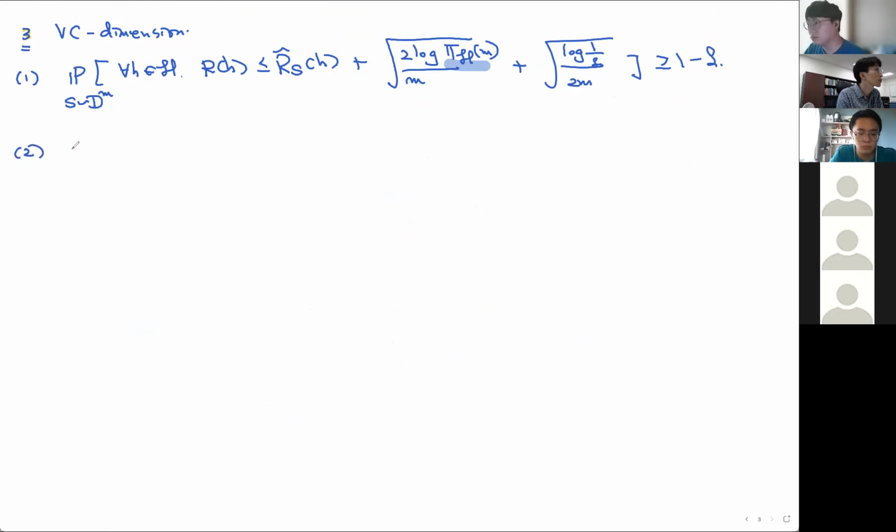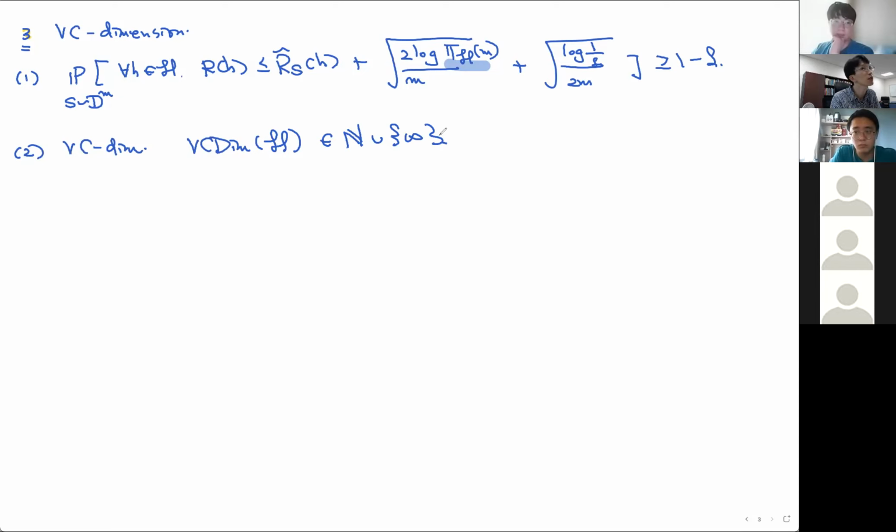VC dimension is just like a dimension, which is a single number, which can be either a natural number or infinity. And that captures more approximate information than the growth function. So in some sense, it tries to capture the essence of the growth function without losing too much, okay? But what's really going on, what's captured by the growth function.